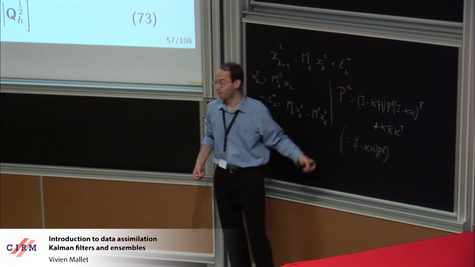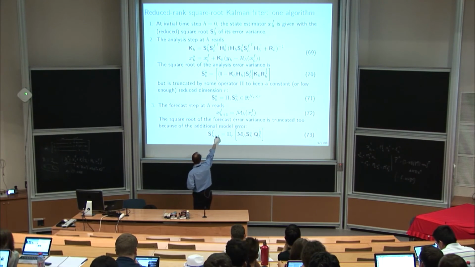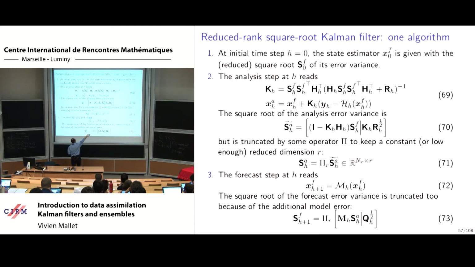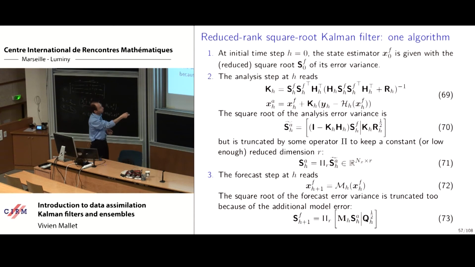Okay? And actually its square root form is written here. It says S tilde with I minus KH SF, the square root of PF. And then in columns you have this other part also, KH square root of R, and you can make the computation, multiply by the transpose, and you will get exactly what we have over there. Okay, so you get PA as you expect. So you need to add columns. That's what it means in this SA tilde.